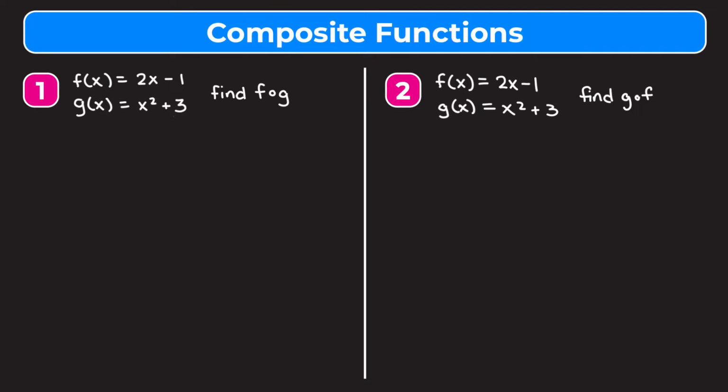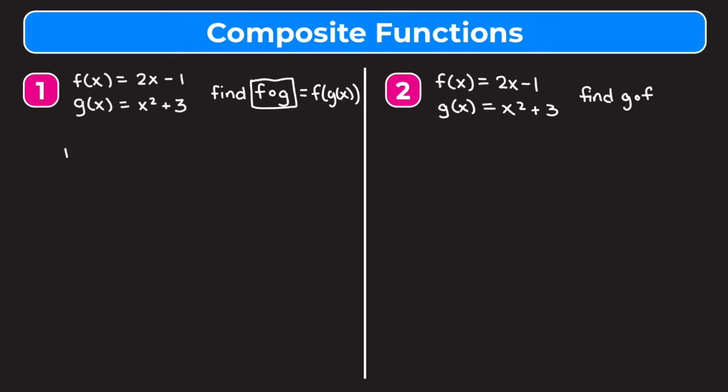For example 1, we have f of x is equal to 2x minus 1, and g of x is equal to x squared plus 3. We want to find f of g, which is the same as f of g of x. That open circle looks like a multiplication sign, but it is not a multiplication sign. It means f of g of x. I'm going to show you how we can find that.